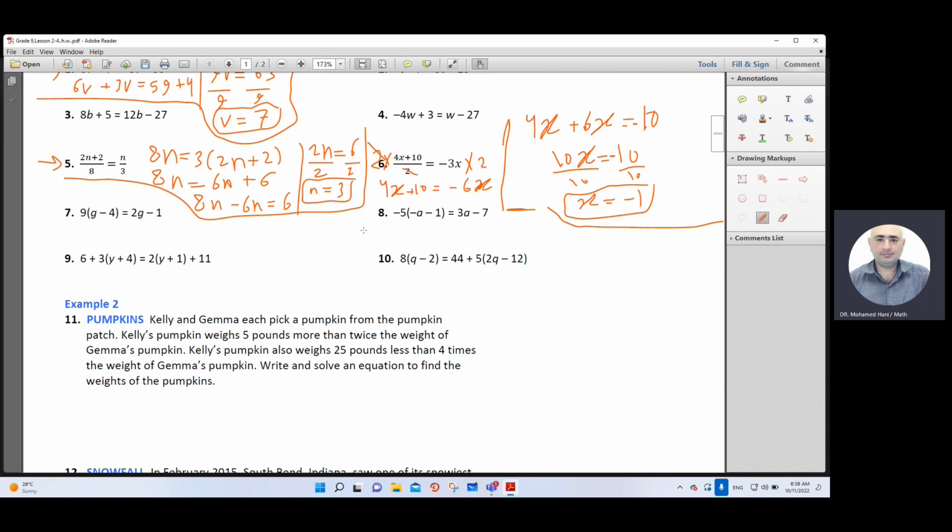Distribute: minus times minus, plus 5 times 8. Write 5, and minus times minus, plus 5 times 1. 5 times that one equals 3a minus.